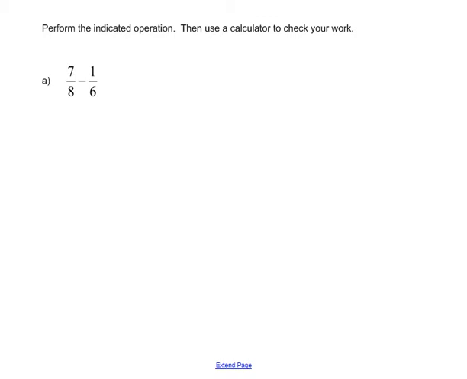Perform the indicated operation, then use a calculator to check your work. So in our example here, we have a subtraction problem, and not only do we have a subtraction problem, but we have a subtraction problem where the denominators are not the same. So we know any time we add or subtract fractions, we need to be sure that we're looking for the LCD, the least common denominator.